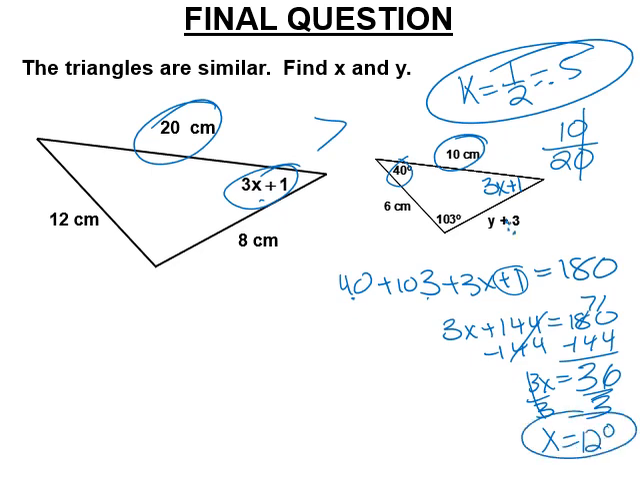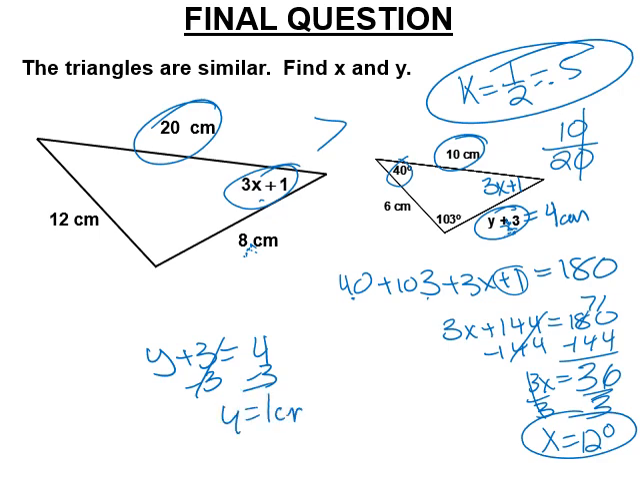Now let's find y. This side is half of 8. So y plus 3 doesn't equal 8, and that's the tricky part. Y plus 3 equals 4, 4 centimeters in this case. So y plus 3 has to equal 4. Subtract 3 from both sides. Y equals 1 centimeter, because these sides are half the size of the original one.